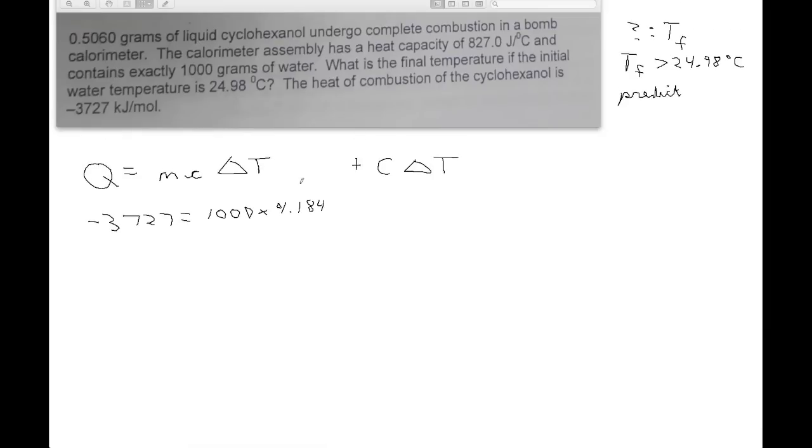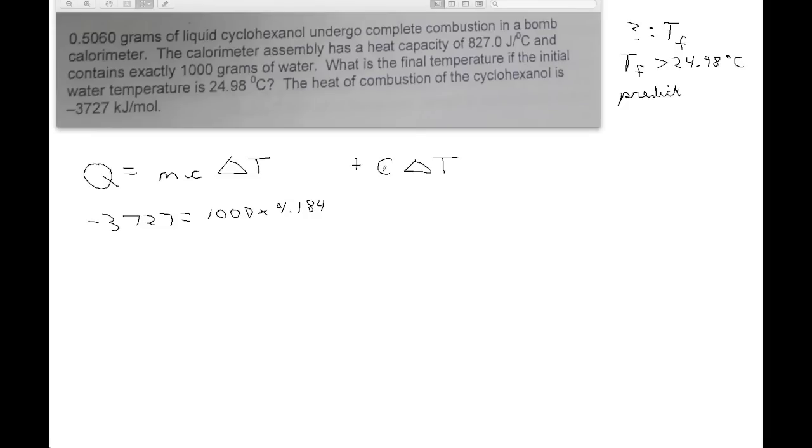Also, whose heat capacity? So what number were you going to plug in for capital C? What number would you plug in for capital C? 827. That's right. Whose heat capacity is that? The calorimeter. Now, they gave you a clue here.